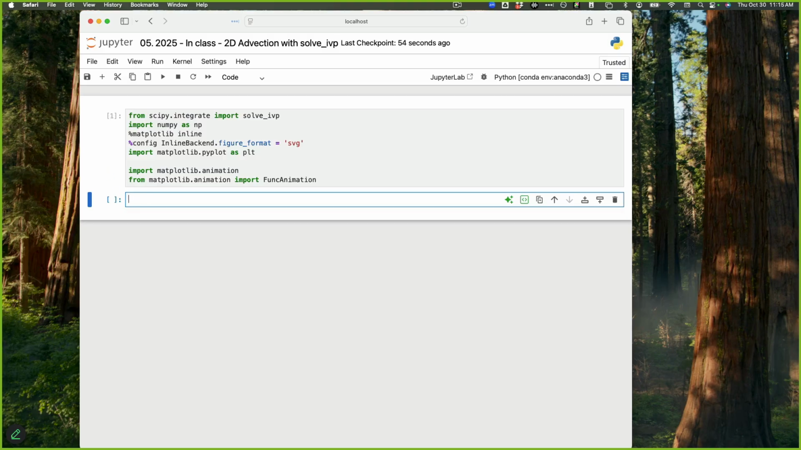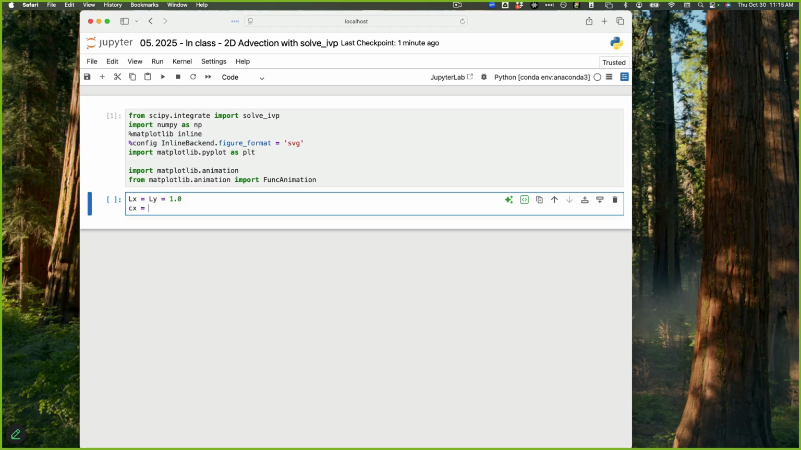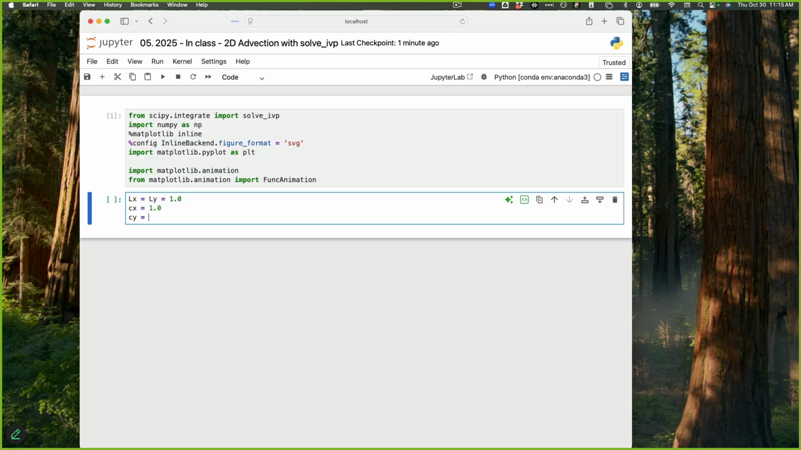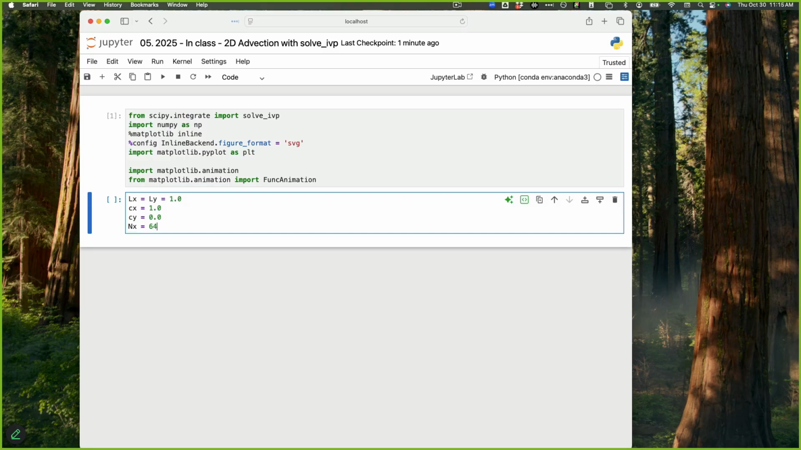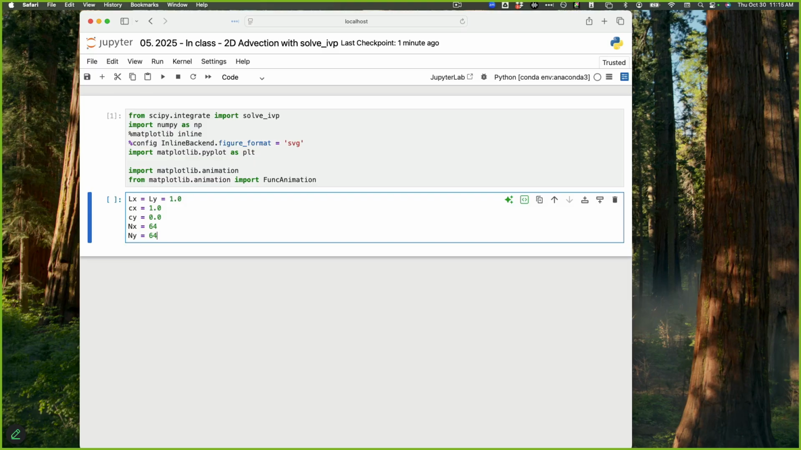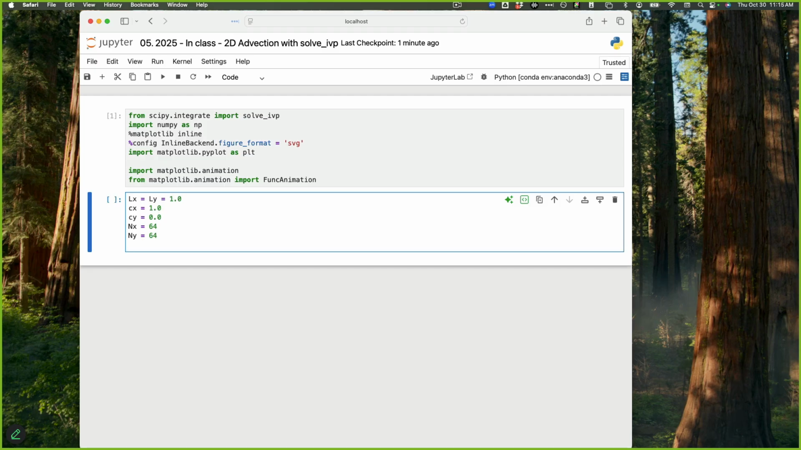And first, I want to declare some of my parameters. I'm going to put Lx equal Ly equal 1, and my advecting velocity in the x direction is 1, so that's meter per second. And my cy, let's say it's 0, so I'm going to test things out. I'm going to turn advection on and off in each dimension to see if things are working, and then turn them on in both dimensions. And then Nx, let's say 64 grid points, Ny 64 grid points. And we said Lx equal Ly equal 1.